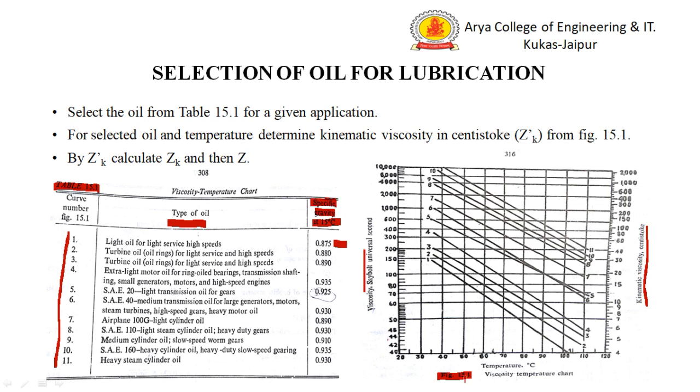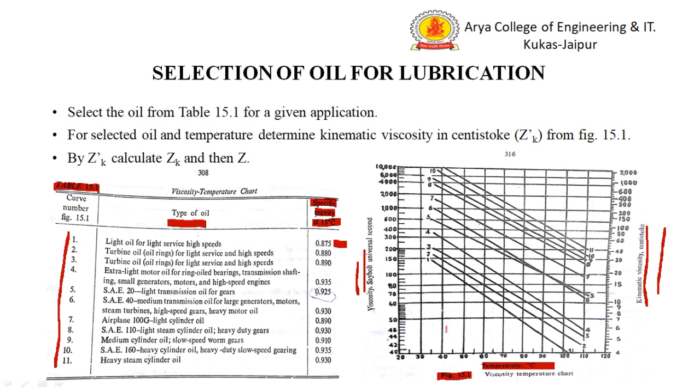As shown in figure 15.1, on the x-axis there is the operating temperature of the oil. Generally we will take the operating temperature of oil between 50 to 80 degrees centigrade. On the y-axis there is Saybolt seconds on the left side and Z dash K on the right side.